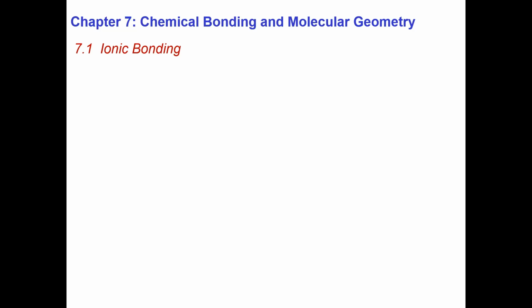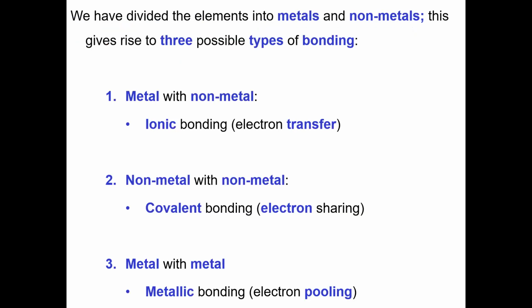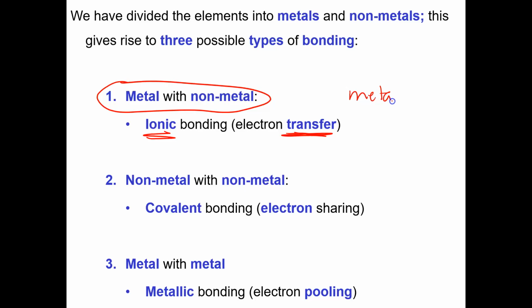In section 7.1, we talk about ionic bonding, which is the type of bonding that exists between cations and anions. If we think about bonding, we recognize that we've divided the elements into two broad categories, metals and nonmetals. This gives rise to three possible types of bonding. We can have metals combining with nonmetals, which is what we're talking about in section 7.1. This is referred to as ionic bonding, and it forms as a result of electron transfer from the metal to the nonmetal.